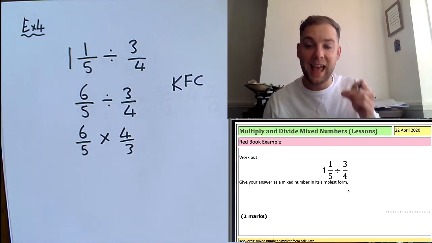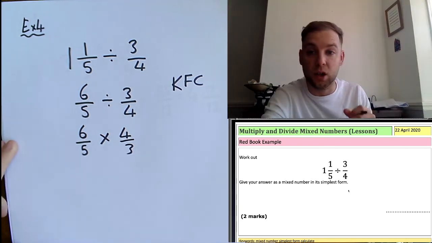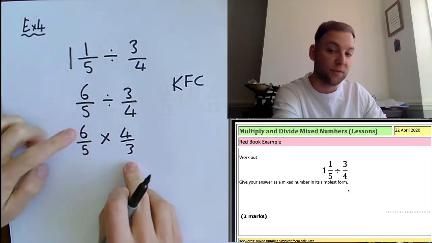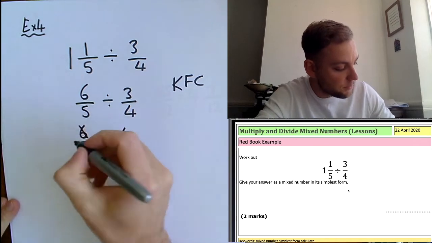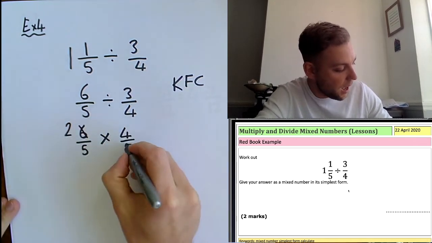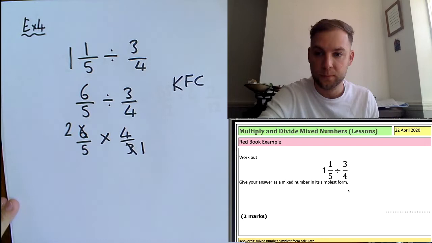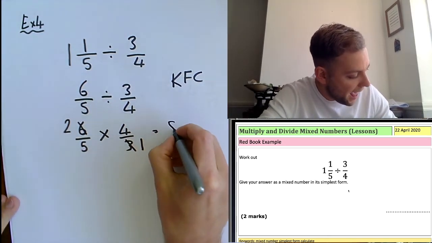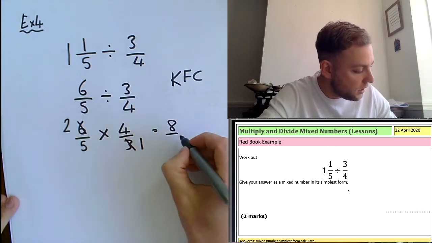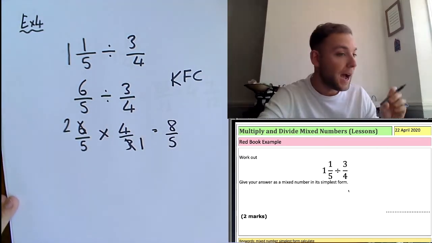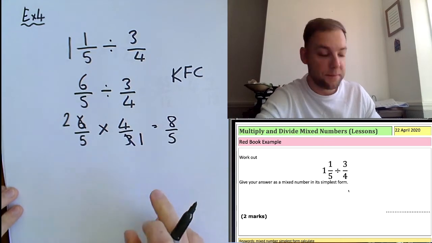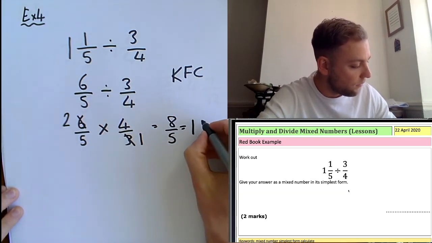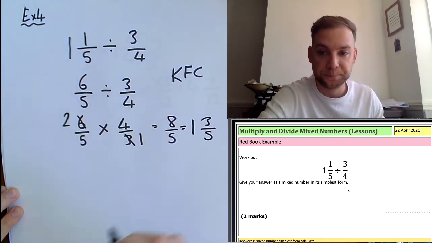At this stage, again, it's worth thinking about, can you cancel anything on the top with anything on the bottom? Well, you notice you've got this 3 and 6, and 3 goes into both of those. So how many times does 3 go into 6? Twice. How many times does 3 go into 3? Once. So 2 times by 4 is equal to 8. 5 times by 1 is 5. And it does want it as a mixed number. So how many times does 5 go into 8 and what's left over? Well, it goes in once with 3 left over.